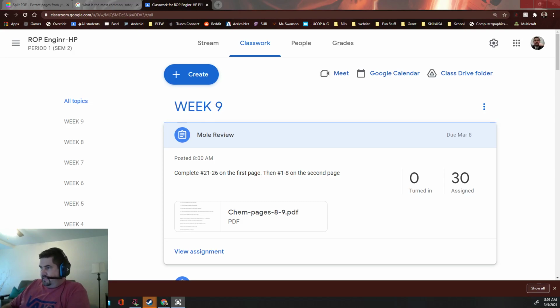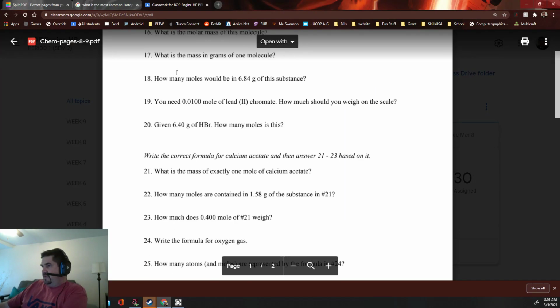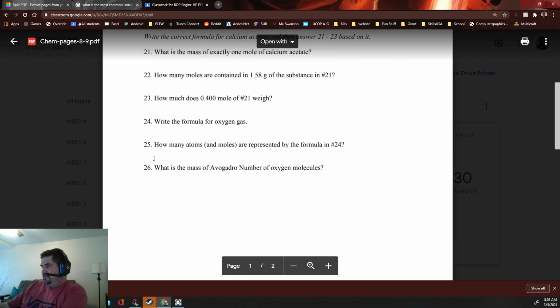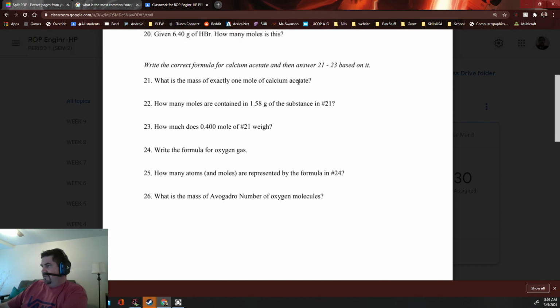Okay, folks, so today we're just doing a little bit of review, but there will be some new information. So if we look at the problems, we're not doing these 15 through 20. We're going to start with number 21 right here. It says, what is the mass of exactly 1 mole of calcium acetate?